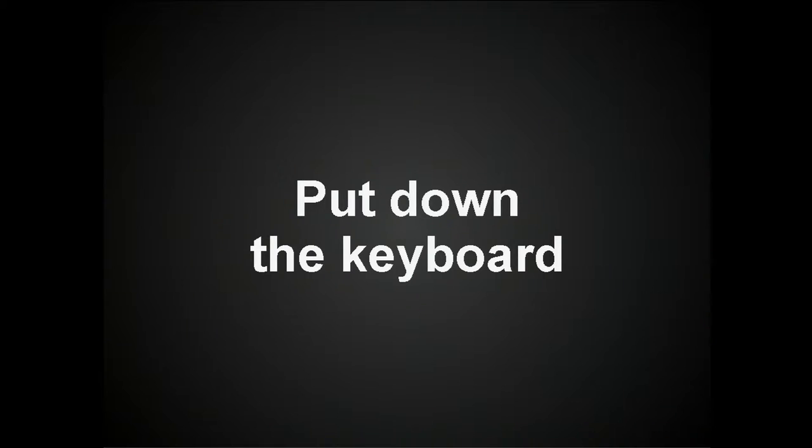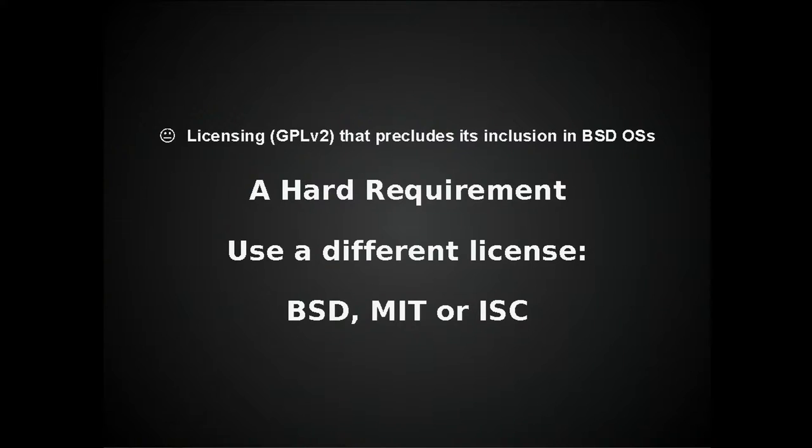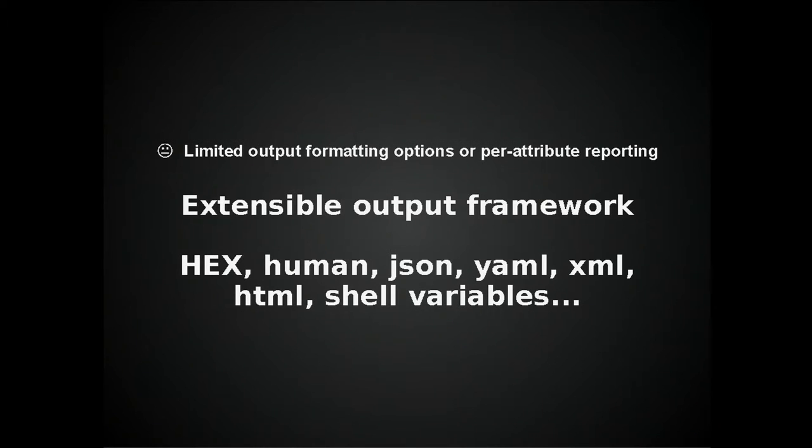So we put down the keyboard, we reached out, and asked what the requirements would be for doing this. One of the first ones that came up was, well, we need an open source tool that has some friendly license on it, so we can get away from SmartMon. We wanted to fix the limited output that was available from the current tools by adding an extensible framework that would allow us to output information in hex, human readable form, JSON, XML, whatever you want, shell variables if you're trying to do scripting in shell.